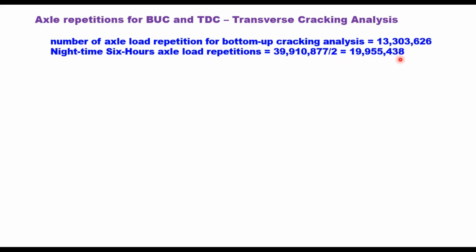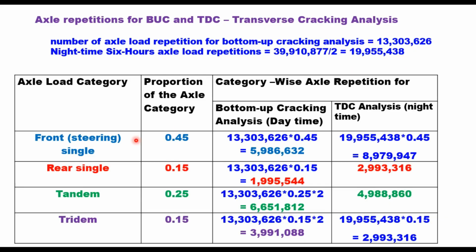Now you have the proportion of front axle, rear axle, tandem axle and tridem axle as given in the question. So the front single steering axle is 45%, so take 45% of this. This is for transverse cracking analysis. Bottom up cracking analysis, that is 45%, 15%.